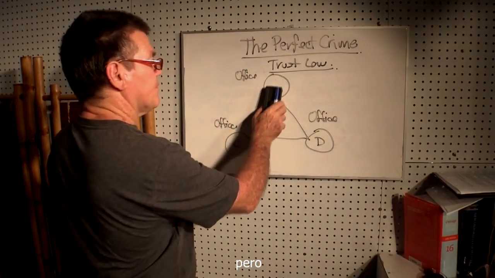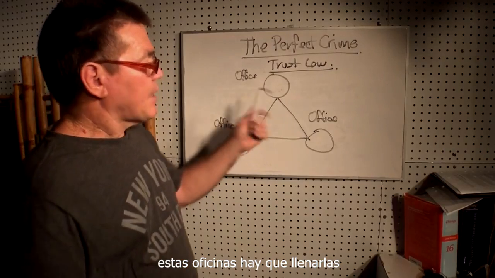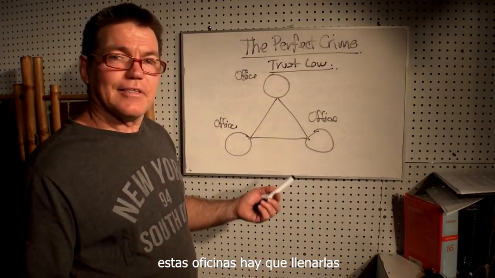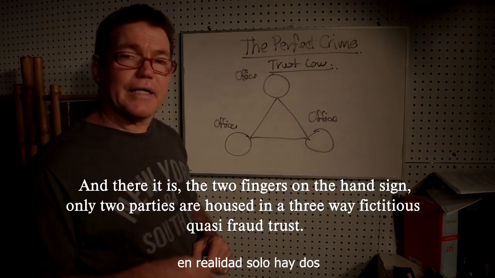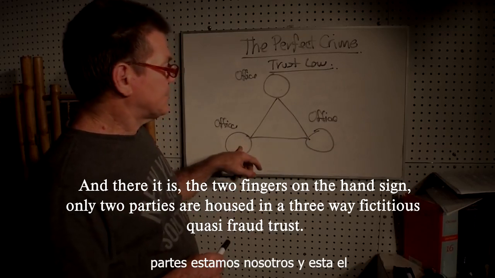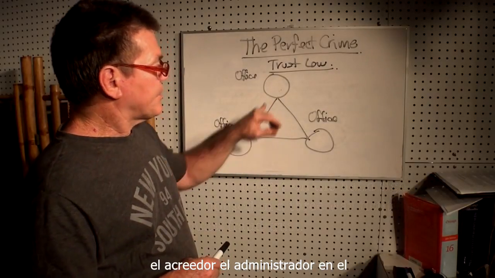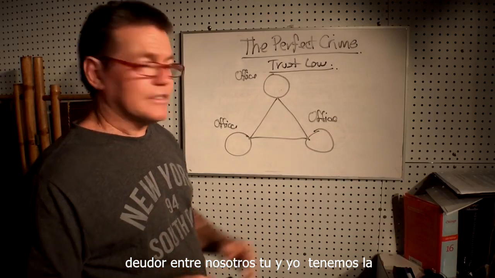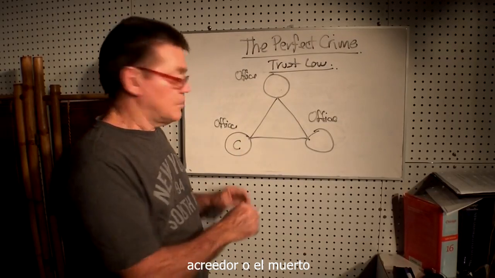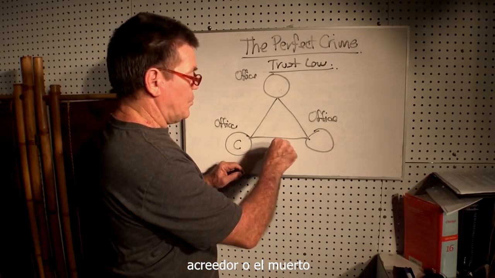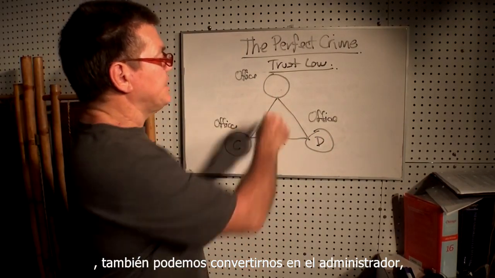But these offices have to be filled, and in reality there are only 2 parties. There is us and there is the administrator. But the difference between the creditor, the administrator, and the debtor, between us, you and I have only got a choice of being either the creditor or the debtor. We can also become the administrator too.